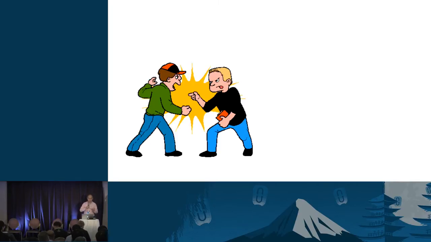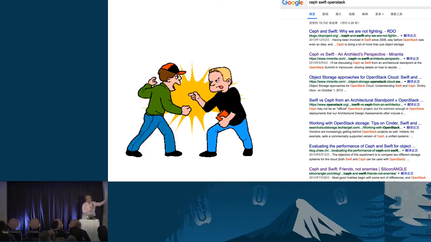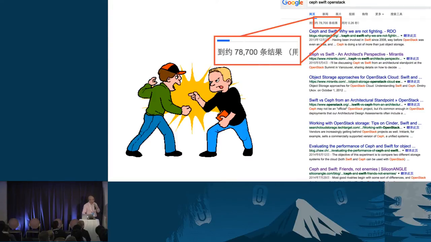Because clever ones will not argue which technology is good and which is not. They will choose technologies according to their use cases, their needs, their requirements. So if we search Google for Ceph, Swift, OpenStack, we can see a lot of results. So I do not want to repeat this.